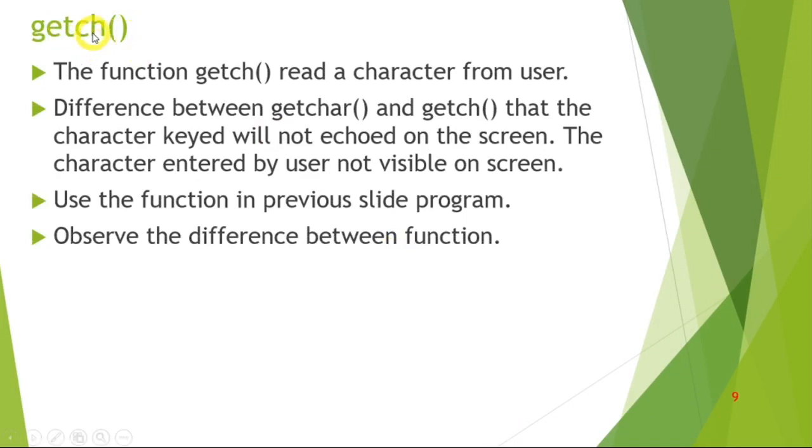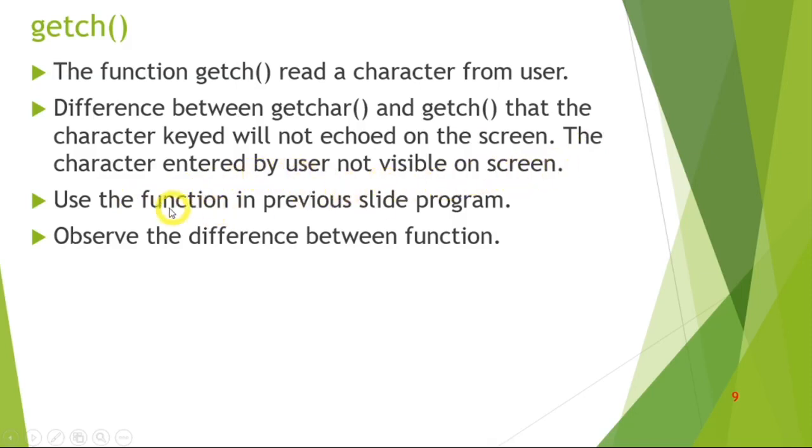Now getch. See, the function of getch reads a character from the user. We will put some character actually. So the user will put the character into the program. The difference between getchar and getch is that the character keyed in will not be echoed on the screen. See, this is the difference, because with getchar you give the character during the execution of the program. This does not happen here. So it will not be echoed on the screen. Directly it will be checked in the program. So the character entered by the user is not visible on the screen.